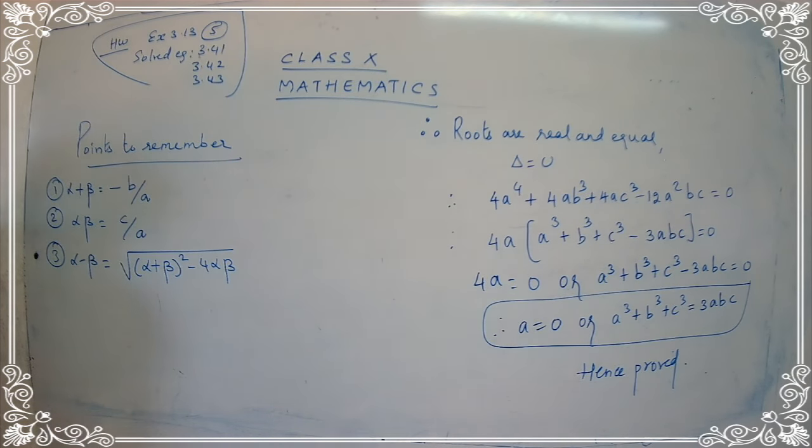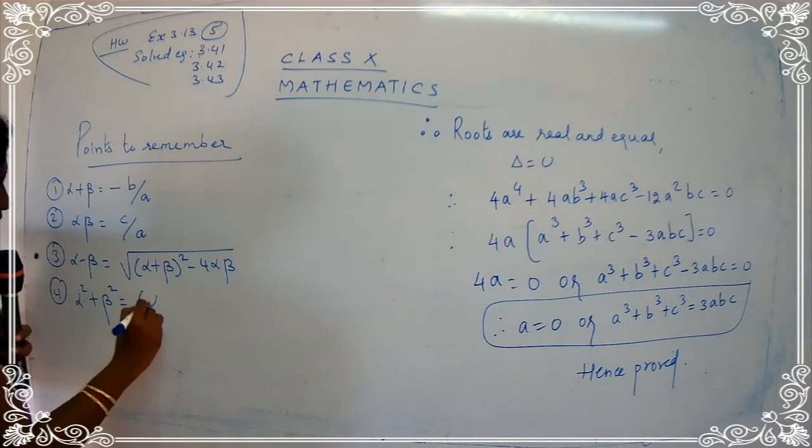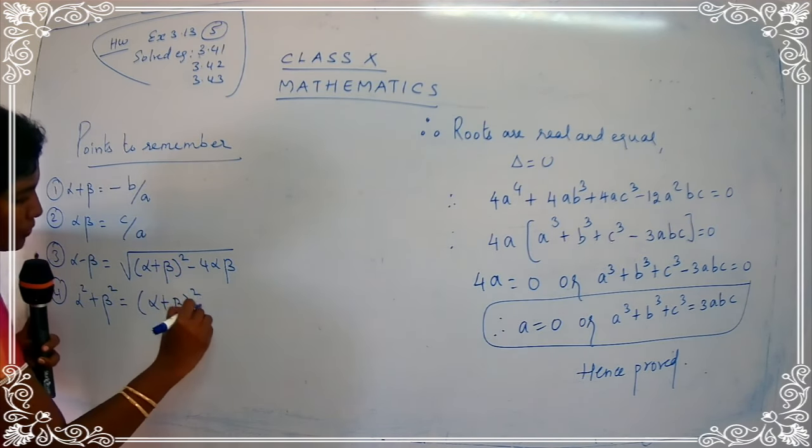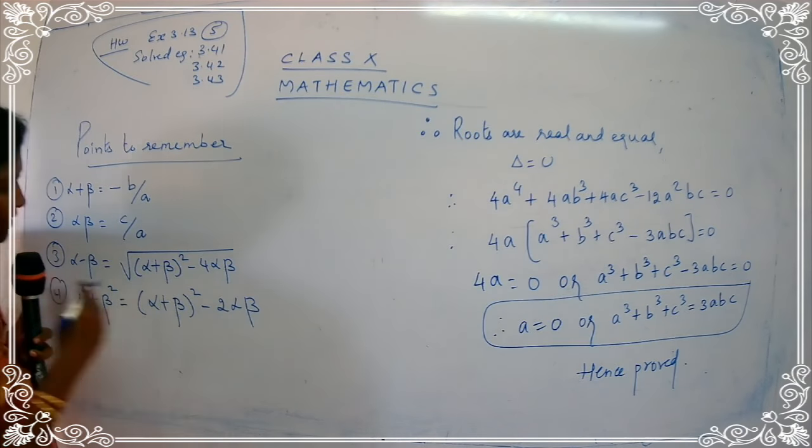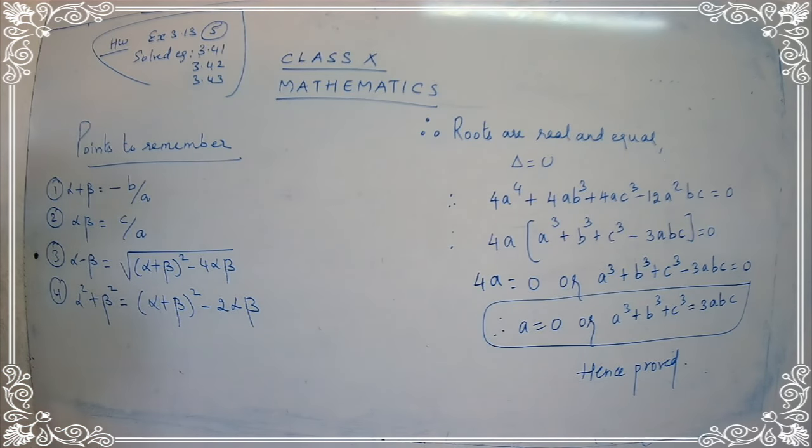The fourth one is alpha square plus beta square. The formula is alpha plus beta the whole square minus 2 alpha beta. That is the formula: alpha square plus beta square is equal to alpha plus beta the whole square minus 2 alpha beta. Let's repeat the formulas.